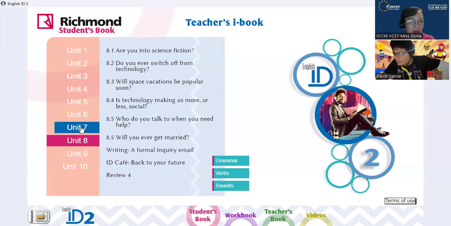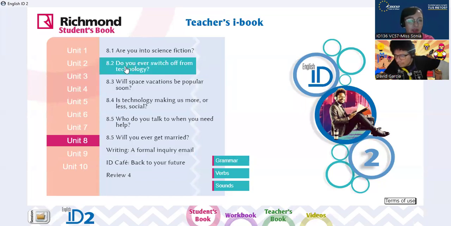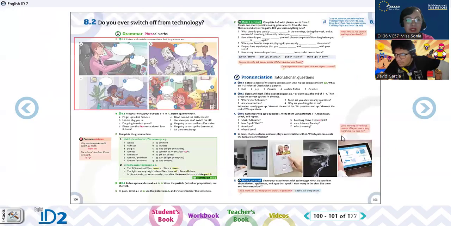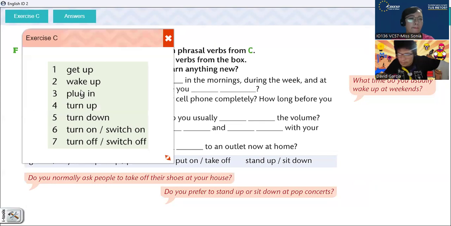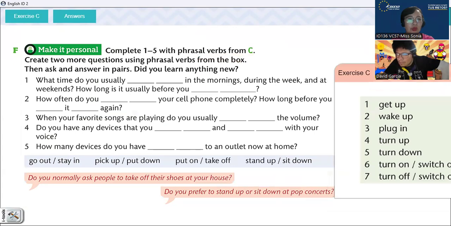Okay, David, let's finish this lesson about phrasal verbs by doing a couple of activities here, right? So in that case, F, complete 1 to 5 with phrasal verbs from C, from the phrasal verbs we were talking about previously. Get up, wake up, log in, turn up, turn down, turn on or off, right? Okay. So what would you say?